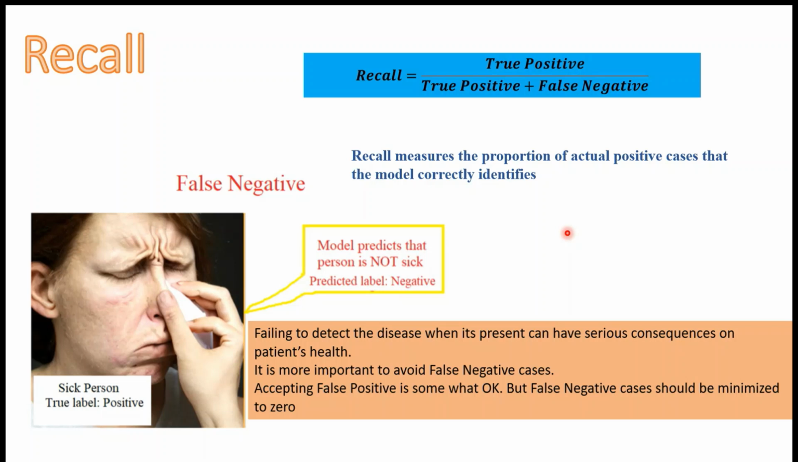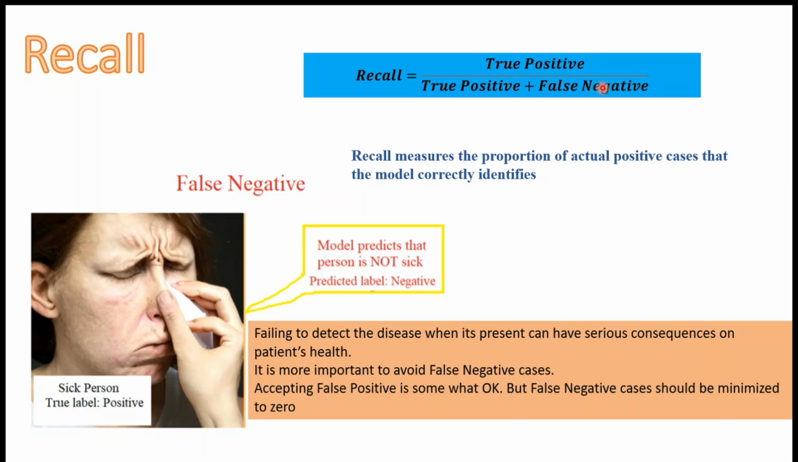So let us look at the second metric, that is recall. I have shown the mathematical definition for recall, and this is similar to precision, except that here we capture false negatives in place of false positives. If you look at the denominator of this, we have true positive plus false negative.